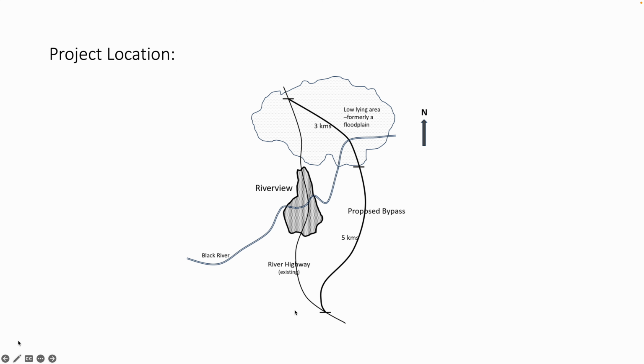You can see from the south to north the bypass passes, and towards the north there's a floodplain and also a black river which will be crossed using a culvert.